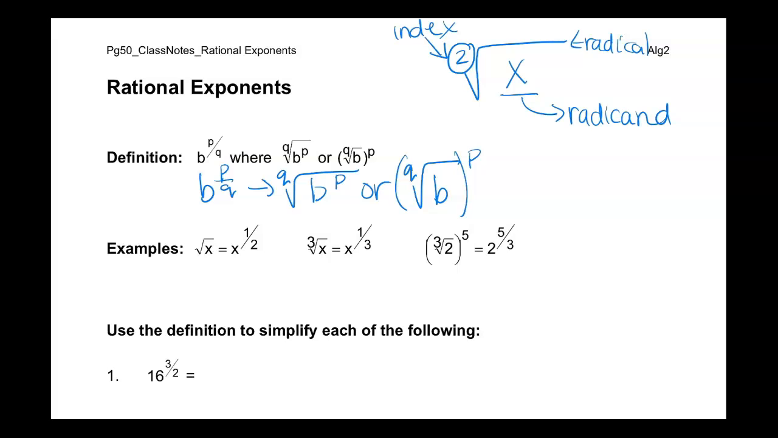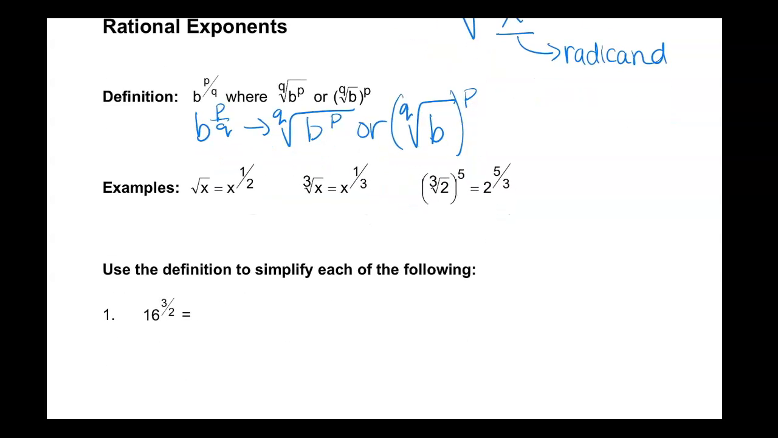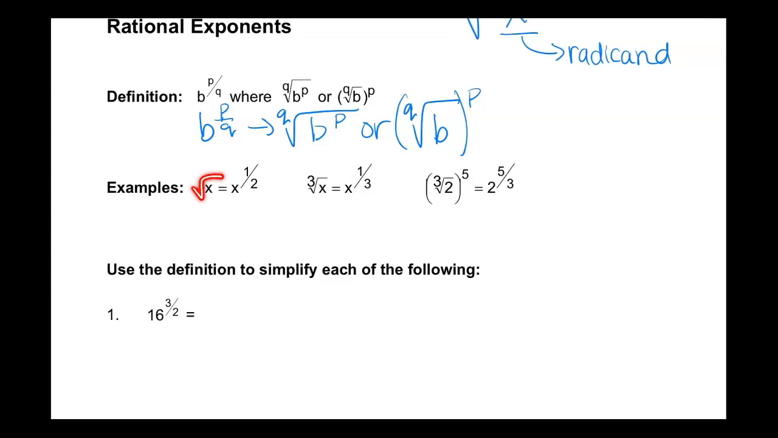The last piece is, for these examples, I've just rewritten them for you to actually show you what it would look like. Whenever you have the square root of x, it's your responsibility to understand the index on this radical is a 2, and the exponent underneath this radical is a 1.